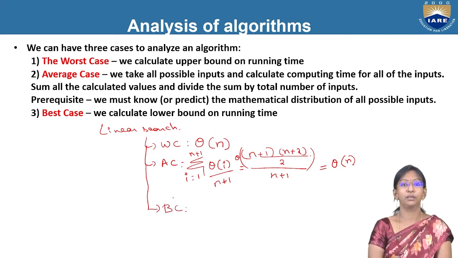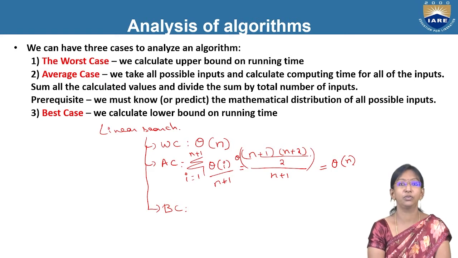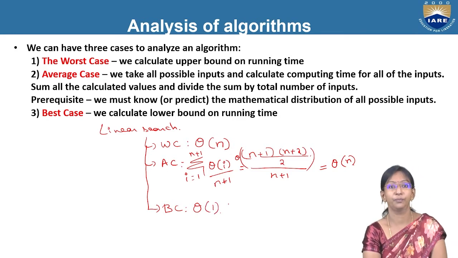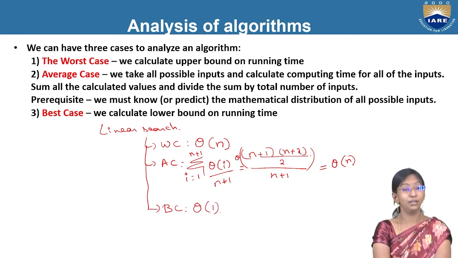Then comes my best case. What will be the best case? What if the first element itself is the element which you are searching for? Then you are going to simply run for only one, so the theta is 1. Right? So these are the three types of cases based upon which we analyze an algorithm. It can be the worst case, average case, and best case.